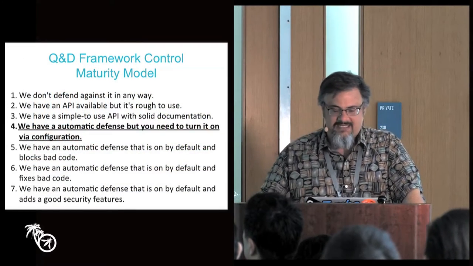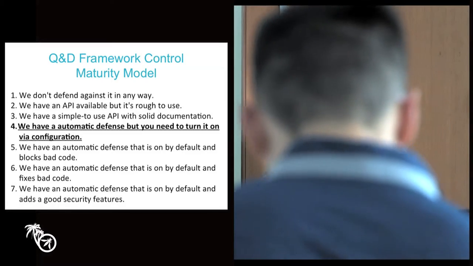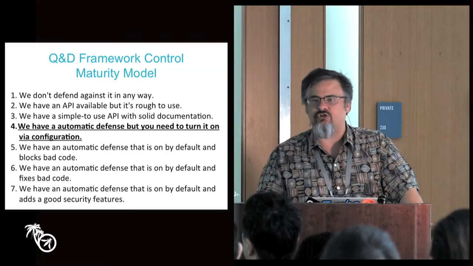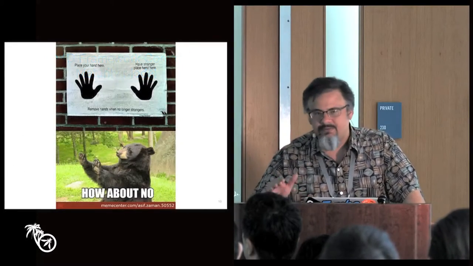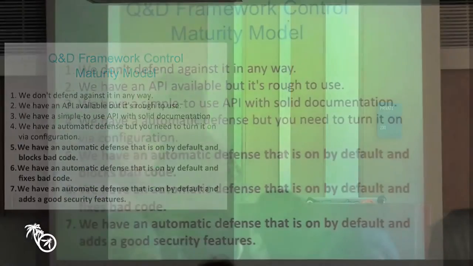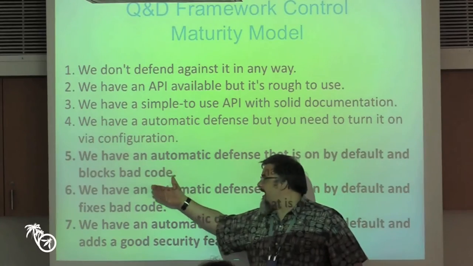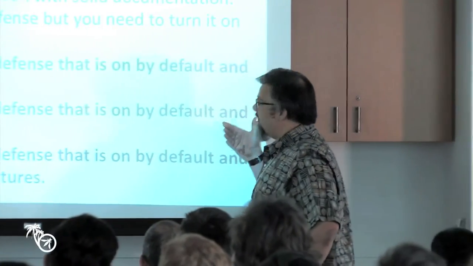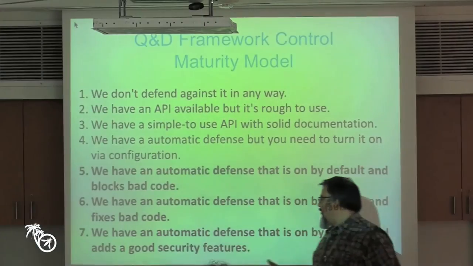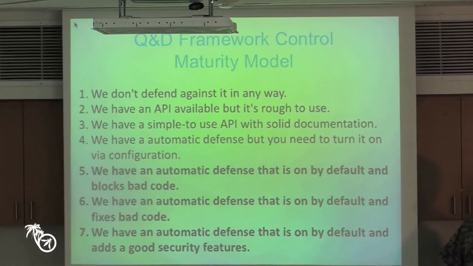How about an automatic defense? It's there, you just turn it on, but it's off by default. You have to go in and enable configuration to turn that control on. That's also a complete no. What we want is a series of automatic defenses that are on by default and at least block that activity from happening. We want an automatic defense that may fix bad code dynamically through recursion and similar, or we want an automatic control that just gives us an additional good defensive property in our framework.